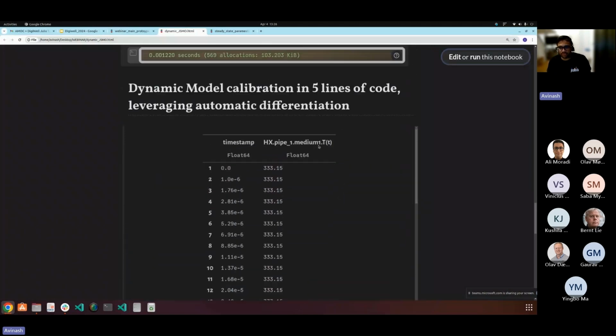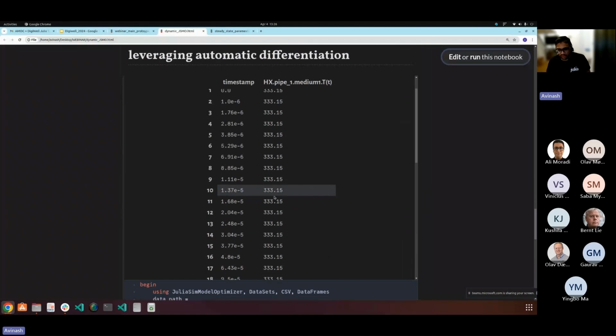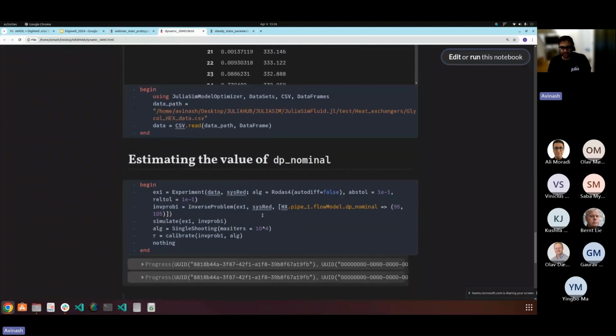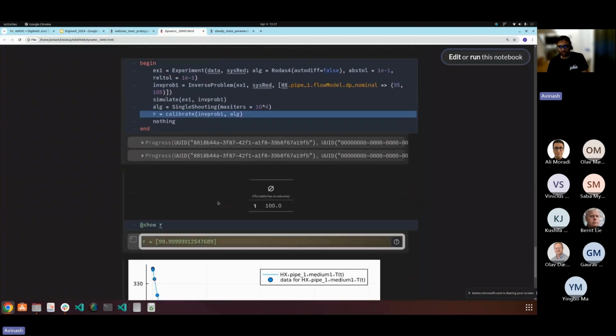So assume you have some data and you want to calibrate a model to that data. This can be done in 6 lines of code with one of the tools called Model Optimizer that performs this, say, least squares optimization problem. We just define what's called an experiment, and one can choose between single shooting, multiple shooting, collocation, and so on. And there's a single API call to calibrate to data.